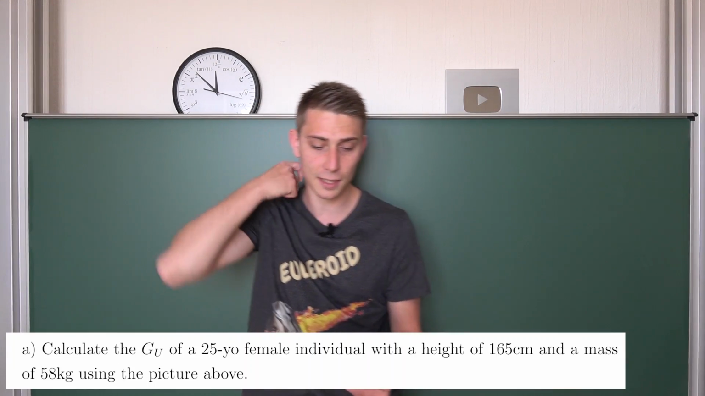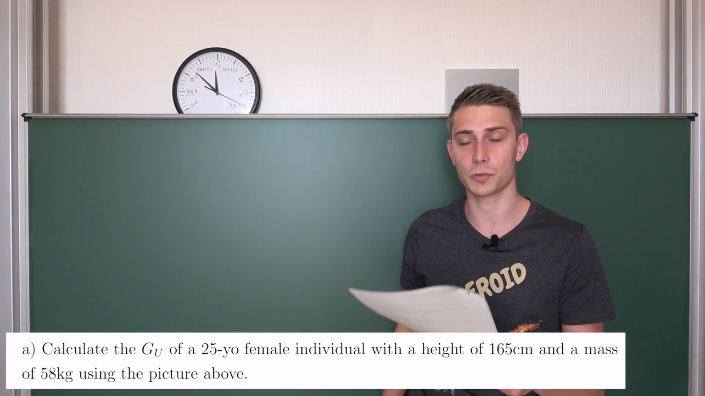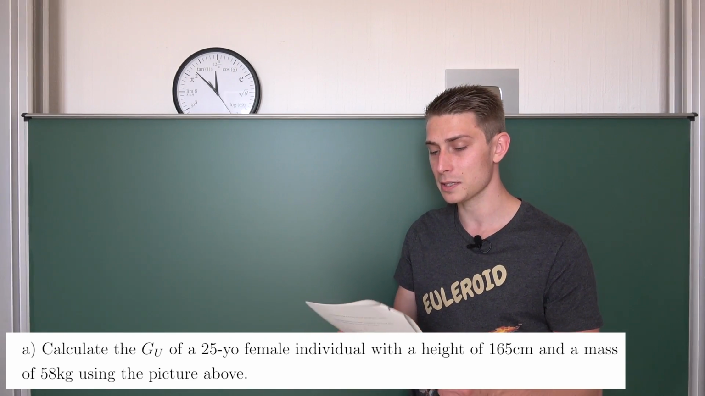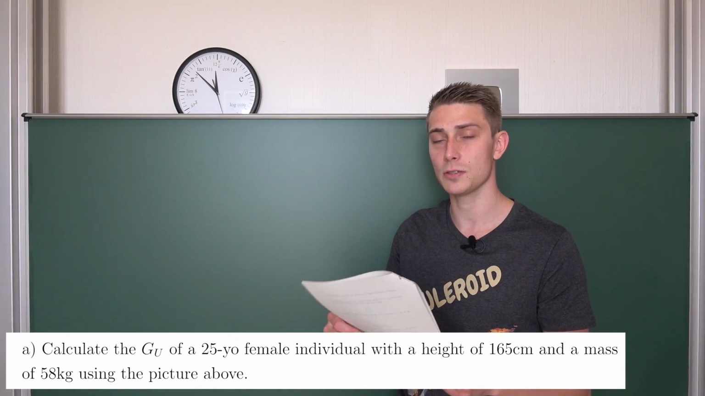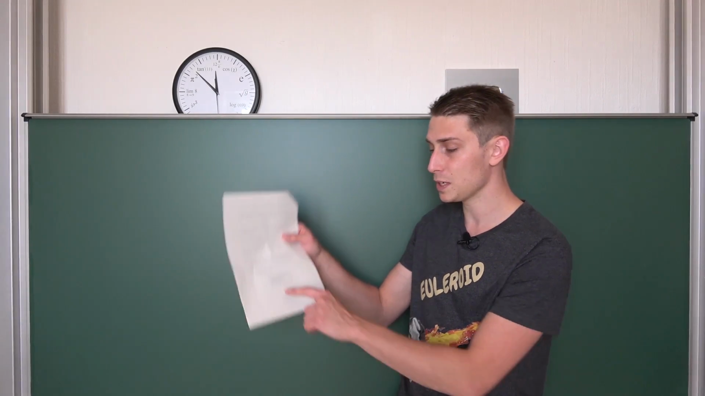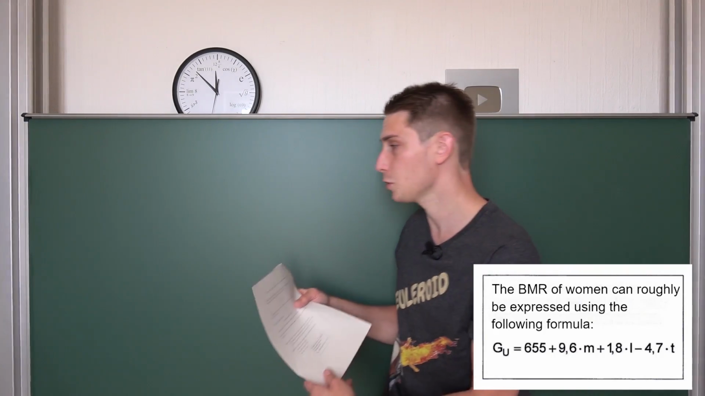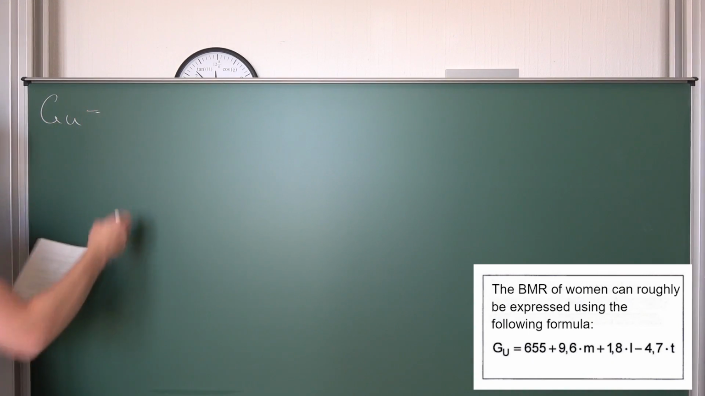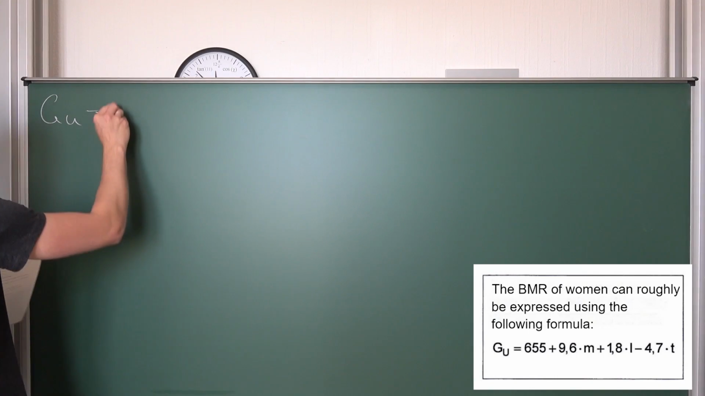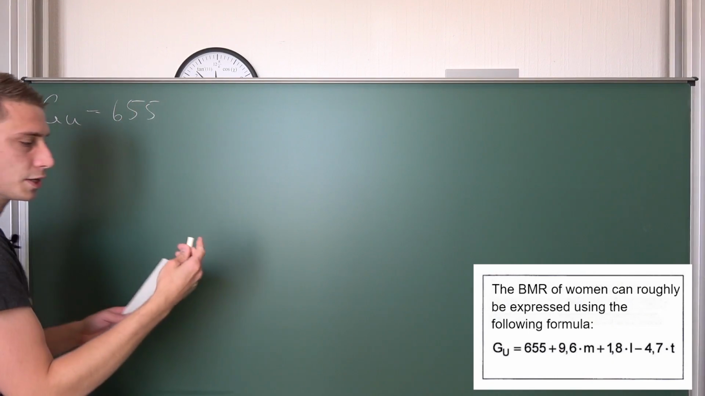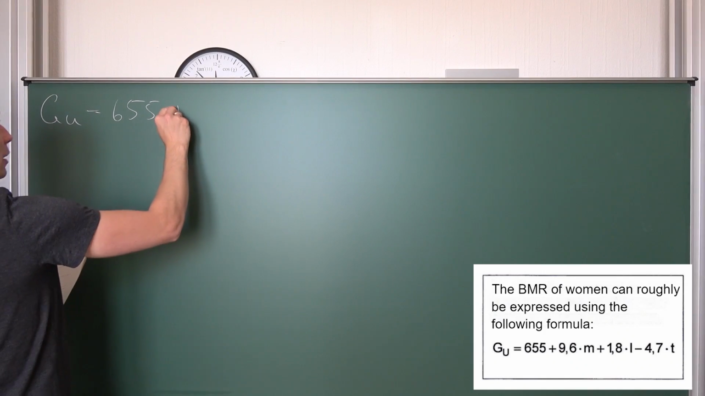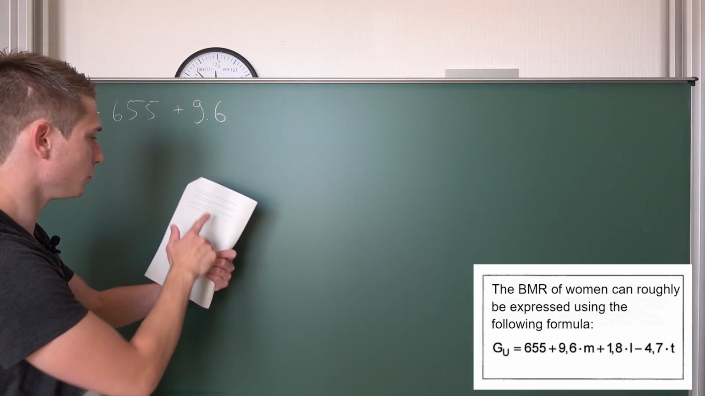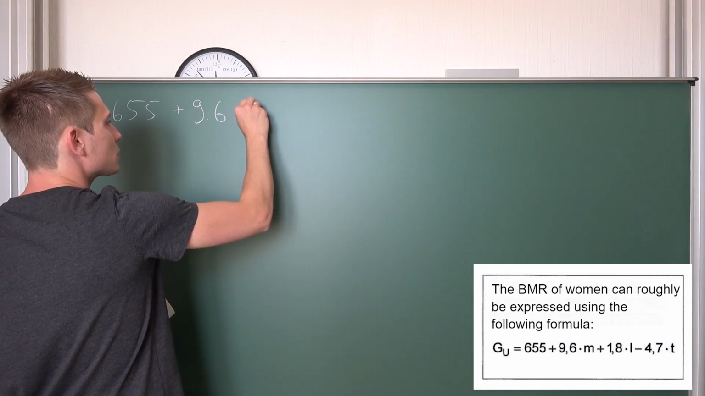So for the first exercise, calculate the basal metabolic rate, GU, of a 25-year-old female individual with a height of 165 centimeters and a mass of 58 kilograms using the picture above. Picture above means we're going to make use of this formula for the GU, which makes this whole exercise pretty trivial. So the GU is thus: we have a fixed number in front, 655. I don't know why it's there, it's just there. Then we're going to have plus 9.6 times M, the mass of the individual, which was 58 kilograms, so times 58.